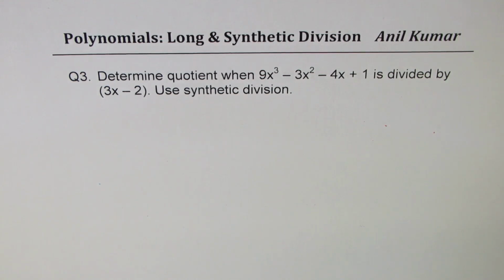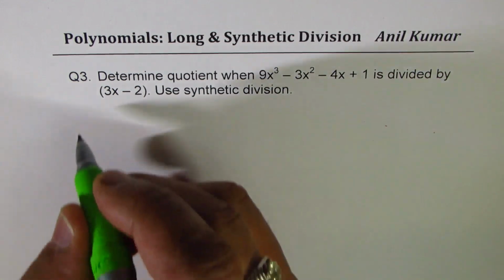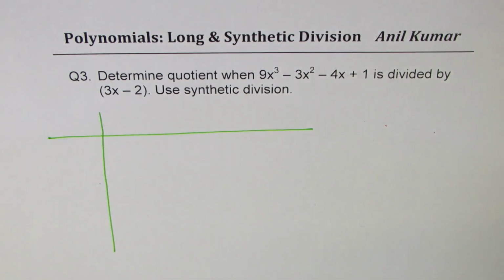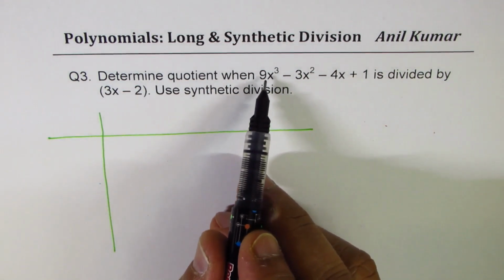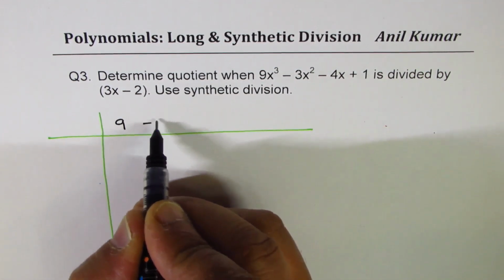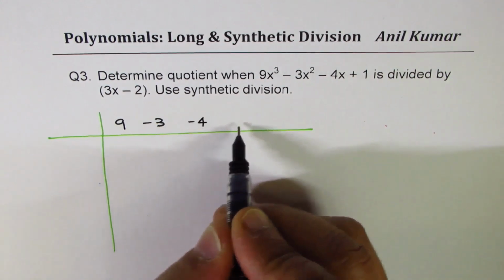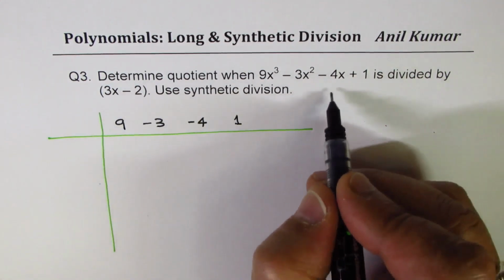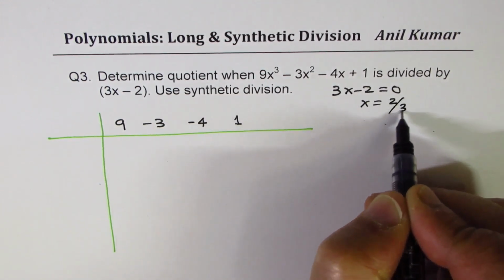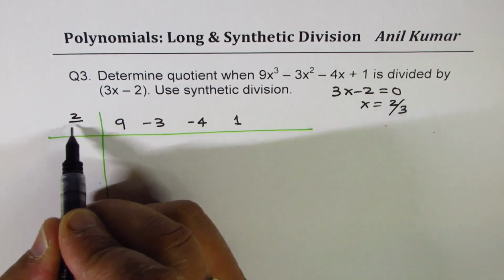Determine quotient when 9x cubed minus 3x squared minus 4x plus 1 is divided by 3x minus 2. Use synthetic division. Now here some students can make a mistake. How? I'll tell you. First, let's write down what the function is. All the degrees are mentioned, so it is 9 minus 3 minus 4 and plus 1. As far as the divisor goes, it is 3x minus 2 equals to 0. That gives us x equals to 2 over 3, right? So we have to divide by 2 over 3.